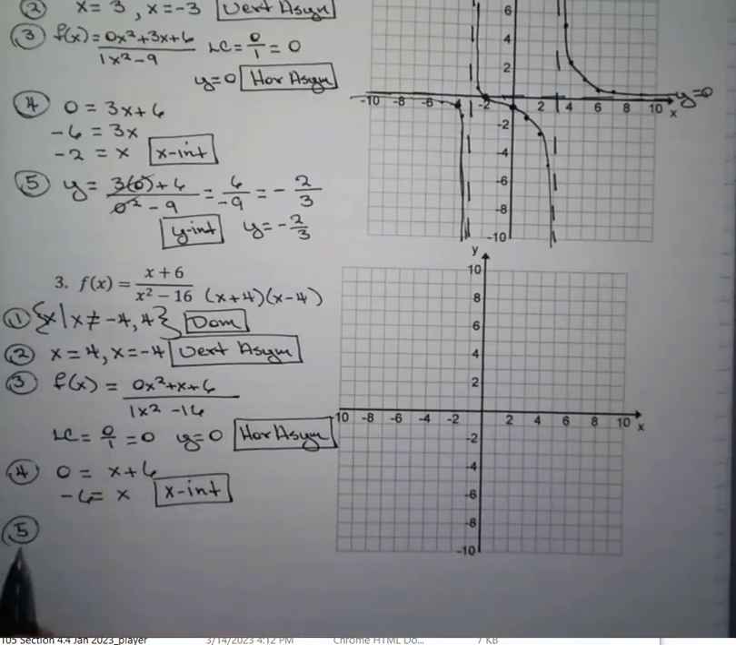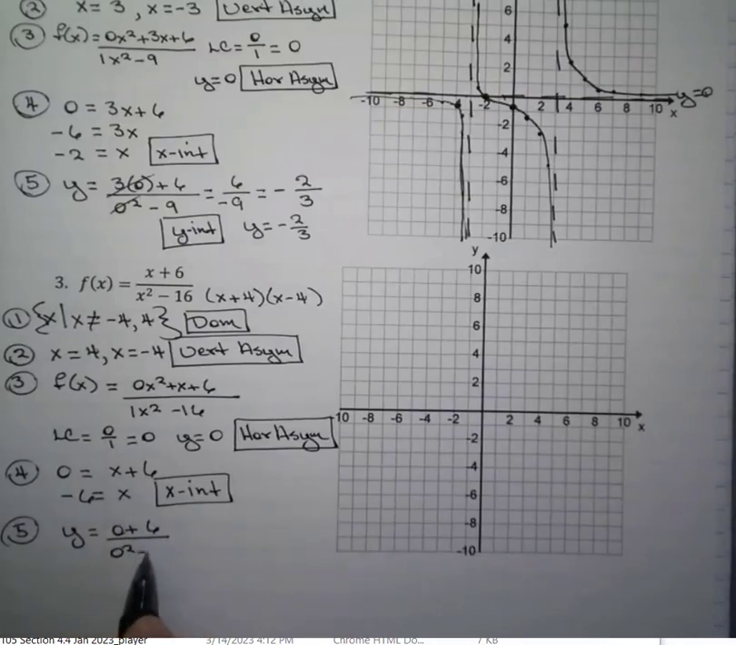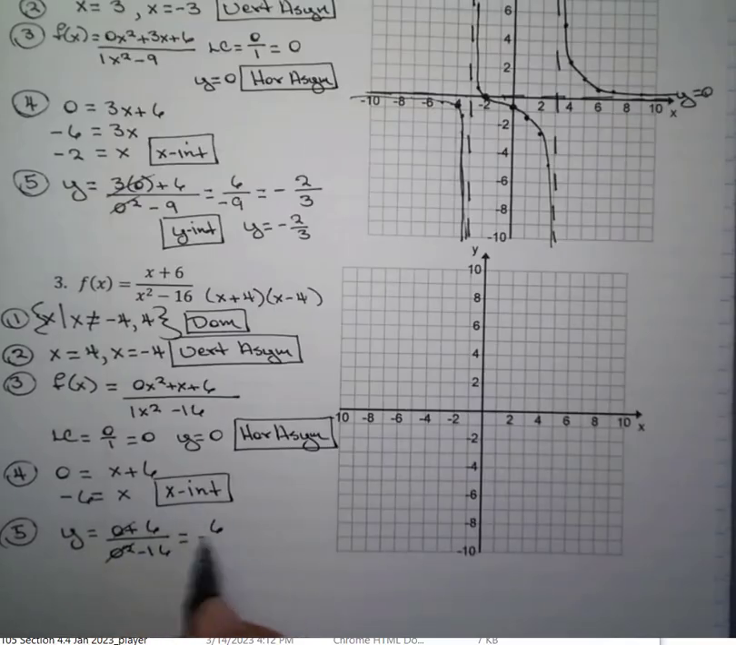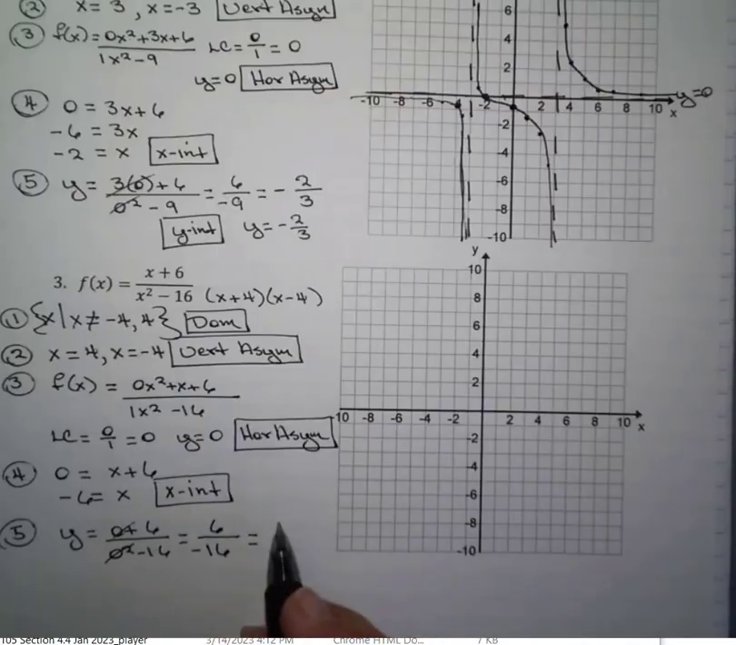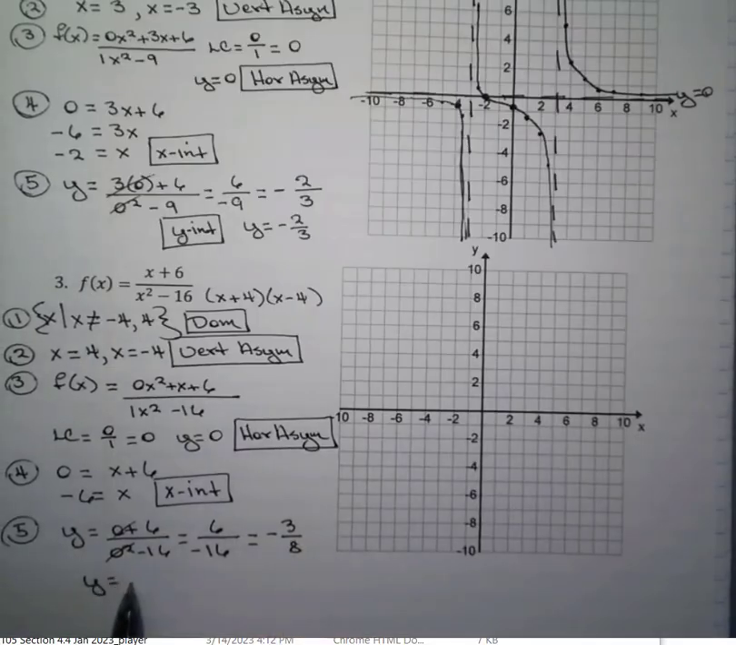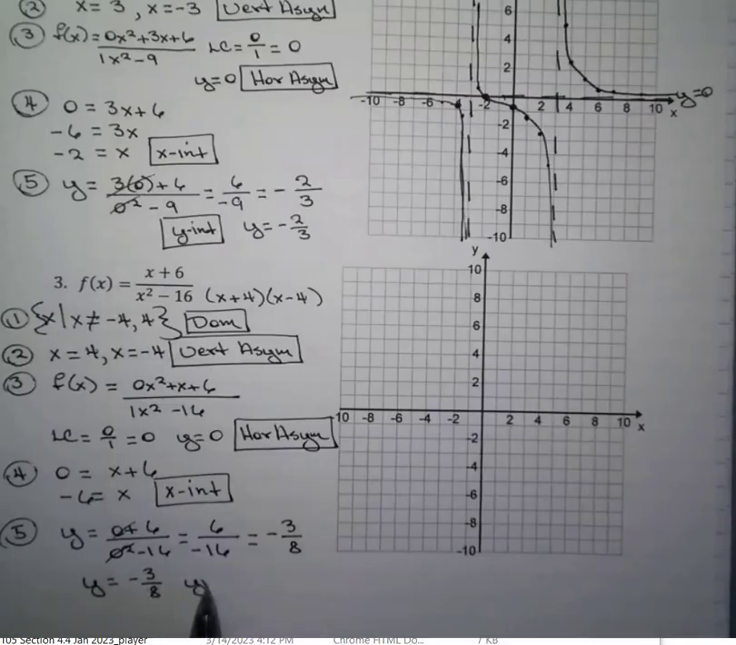And the next question is, what are your y-intercepts? Well, that's going to happen where x is equal to 0. So I'm going to say y would equal 0 plus 6 over 0 squared minus 16. Of course, this is 0 and this is 0. This means this is 6 over -16. And that's going to give me -3 over 8. So y is equal to -3/8 is my y-intercept.